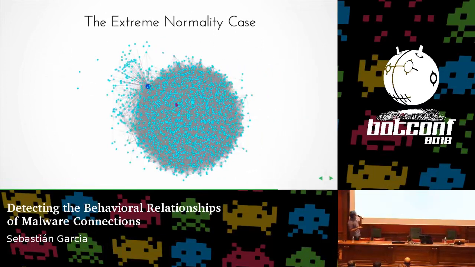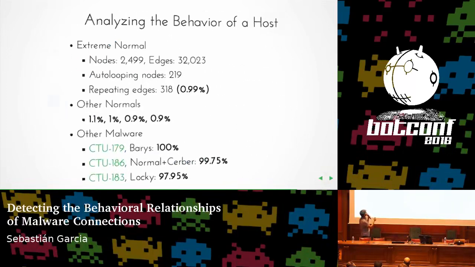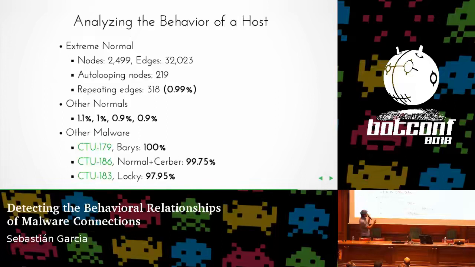So this is the extreme normality case. Believe it or not, this is normal. The user is doing a lot of stuff all the time, a lot of plugins in the browser, and this is completely normal. However, when we analyze this with our technique, we see that we still have 0.99% of these repeating edges. So even though there is a lot of data, we still see the trend being respected in this normal connection.